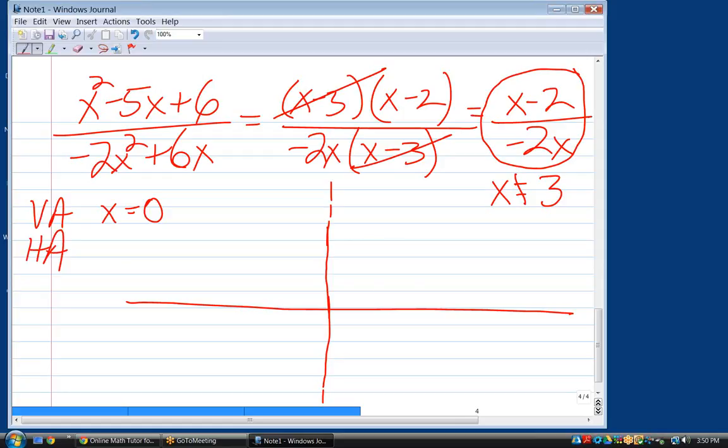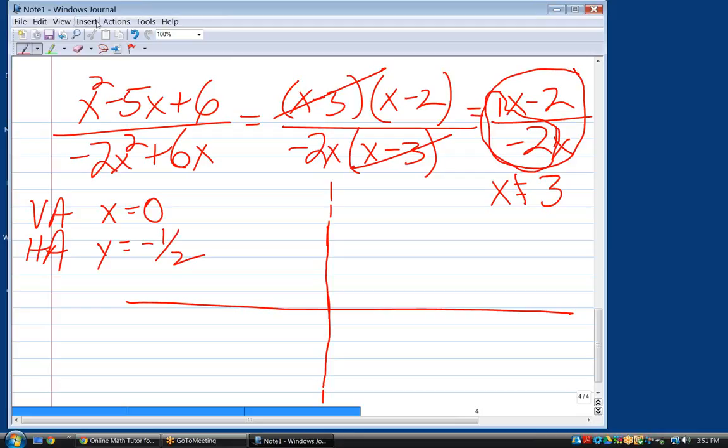There are 3 situations, and you have to memorize all 3 of them. There's the situation where the power of x is the same in the numerator as it is in the denominator, which is this case. If that is true, then the horizontal asymptote is the ratio of their coefficients. This has a coefficient of 1. This has a coefficient of minus 2. The horizontal asymptote must be y equals minus 1/2. That is the ratio of those two coefficients.